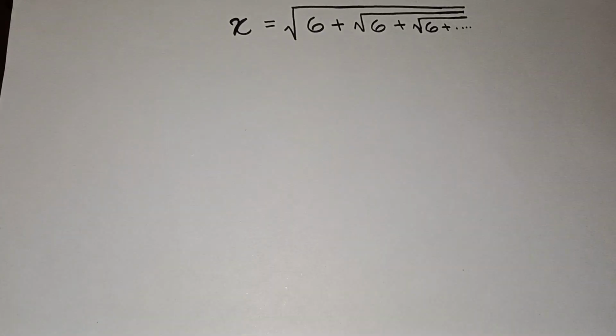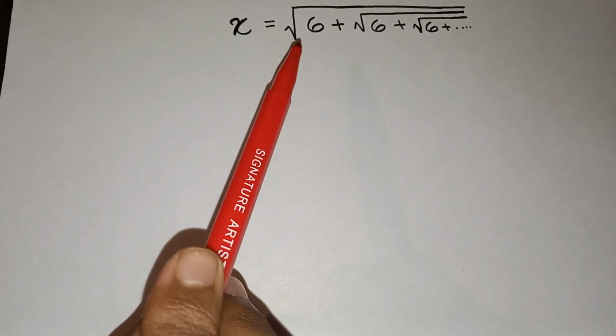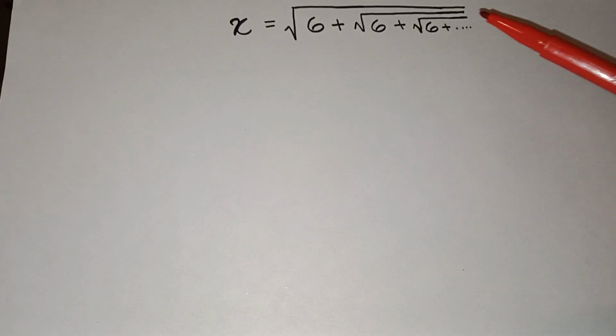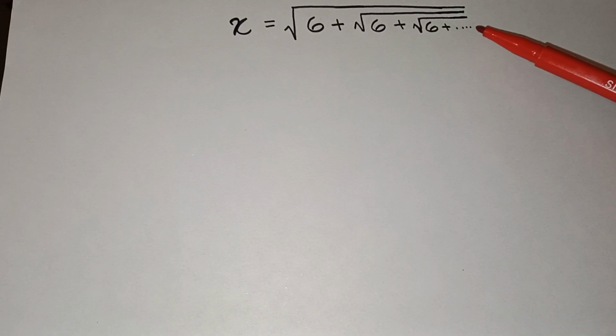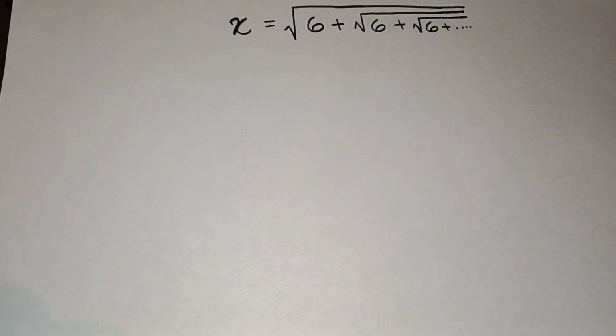So how to solve this, we will do in today's class. So let's go. Let's read the question and analyze it first. The question says x equal to square root of 6 plus square root of 6 plus square root of 6. This means that it is infinity. If you are seeing these dots, these dots mean that the square root of 6 will continue and never stop. This means it is a type of infinity.